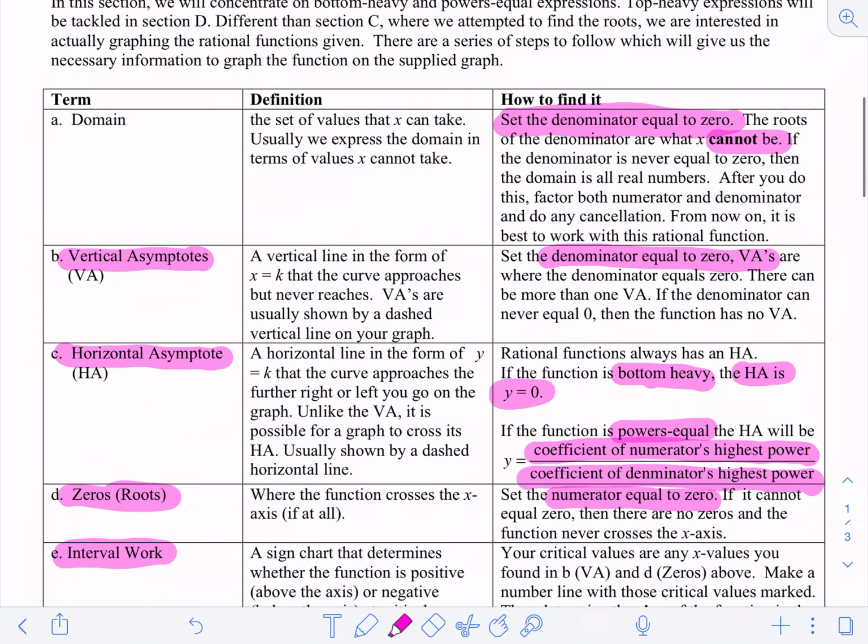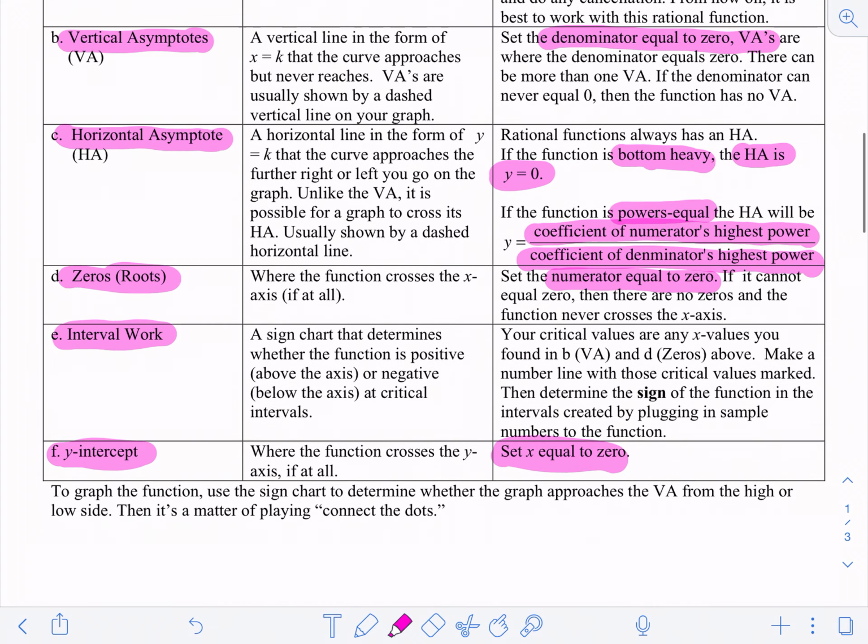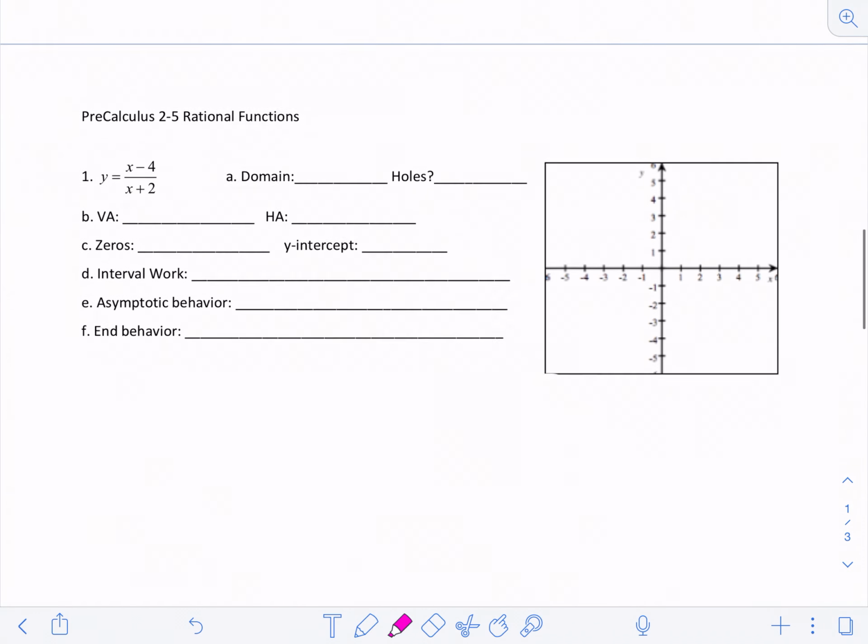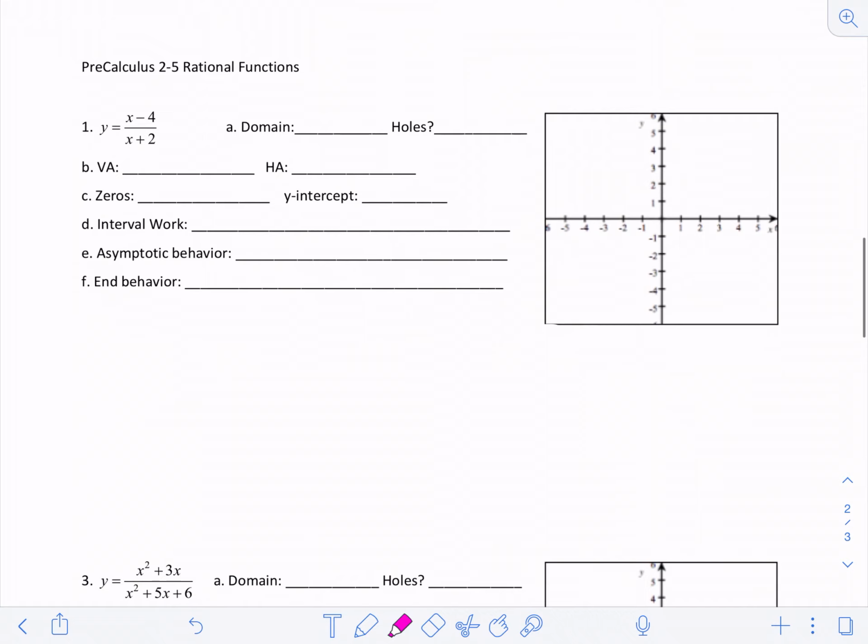And I'm going to explain these terms a little bit more as we go through, but let's do some examples. And this is on the worksheet. I'm going to do examples number 1 and 3 from the worksheet to help you graph these rational functions and give you some guidance, and then you can complete the rest of the worksheet yourself. So the first thing we're going to look at is this function right here. y is equal to (x minus 4) over (x plus 2). So what do we do?